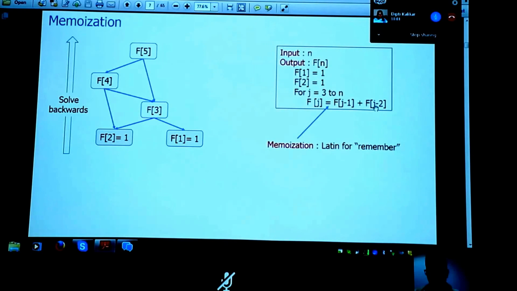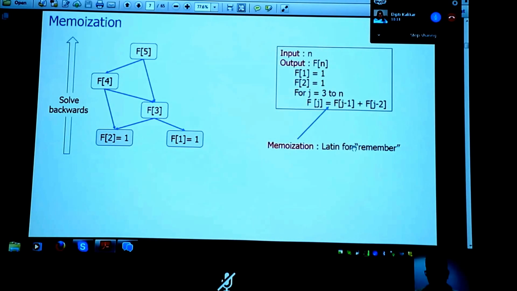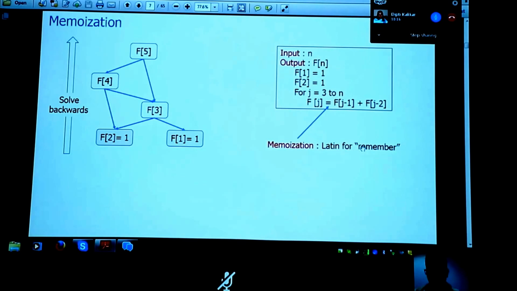Now we store this value of Fj for future use, right? That has a name called memoization, which, according to Wiki again, is Latin for remember, it seems. So it looks like memorization, yeah. This is how it looks, the general structure of it.